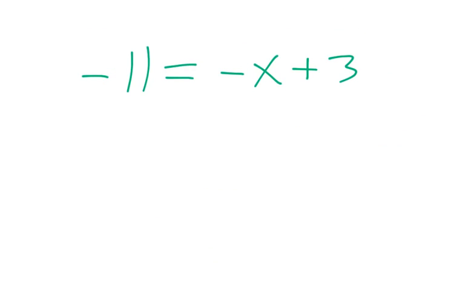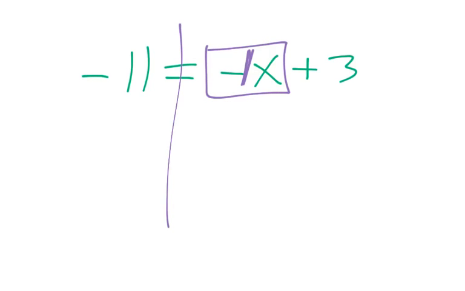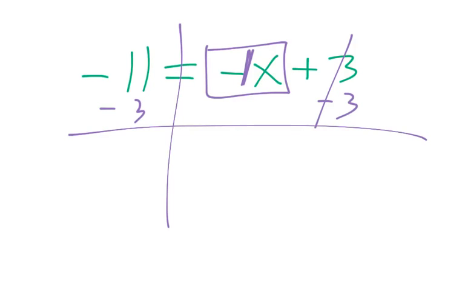Finally, our last one here, negative 11 equals negative x plus 3. So we got to solve for x. Now remember, if you don't see a coefficient in front of x, it's a 1. So there's like a negative 1 there if that helps you if you want to write it in. So we got to isolate that negative 1x first. Subtract 3 from both sides. That would be the inverse operation of adding 3.